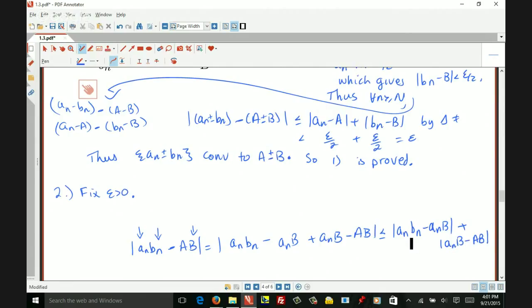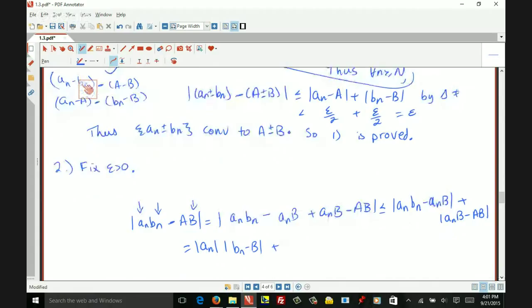And then what do you have in common from this first set of absolute values? And then you're left with |bn - b|. And what do you have in common in the last? Yeah, so |b| times |an - a|. Now, we'd really like to make each of these terms be less than epsilon over 2. That's our goal, because then the whole thing would be less than epsilon.